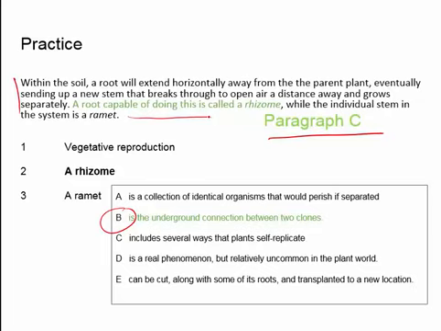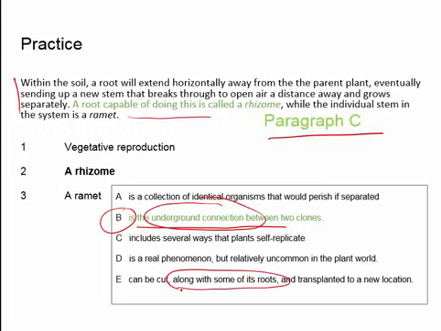So this one makes sense because what we have is a connection underground between two clones. An underground connection could be a root, and is a root in this case. That's better than this answer, even though it does say that rhizomes can be cut. Look what it also says: can be cut along with some of its roots. A rhizome is a root. So that sentence doesn't make sense, okay?